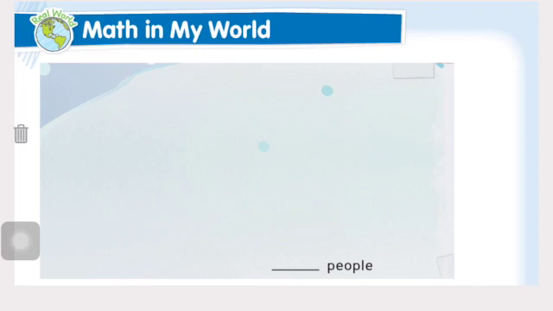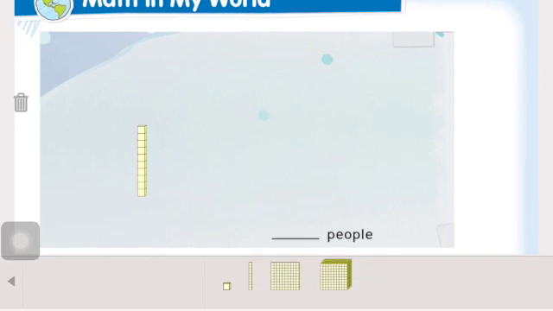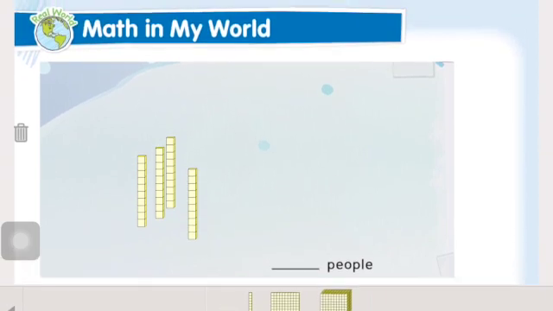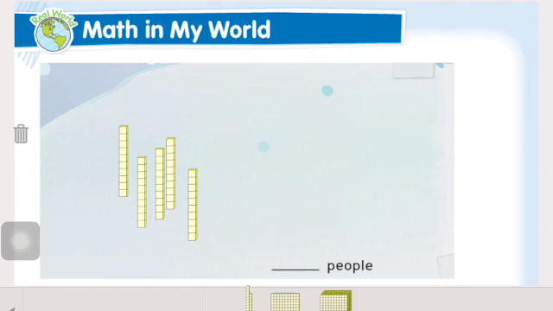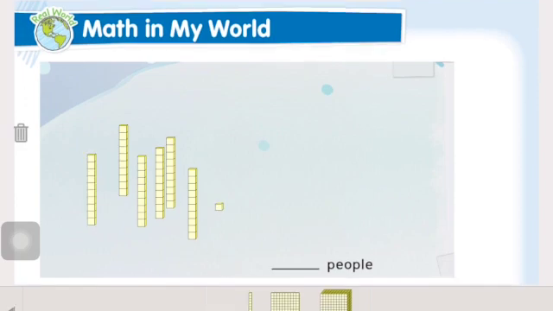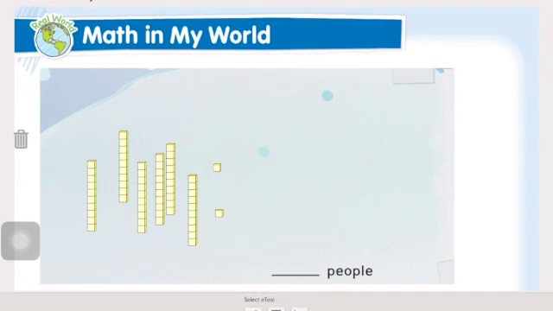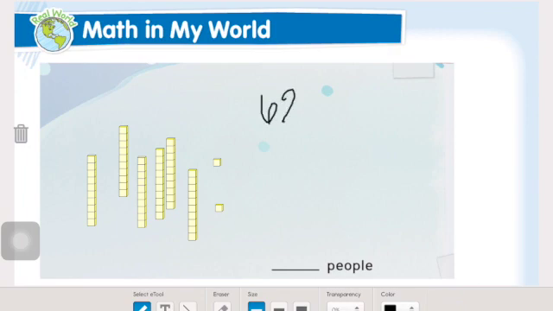All right, so let's look in our Math in My World on page 273. It says use base 10 blocks to solve the problem. Draw the blocks to show your work. There are 62 people sledding. Okay, so we've got 62. And it says 13 people leave to go home. 62, 13 leave to go home.